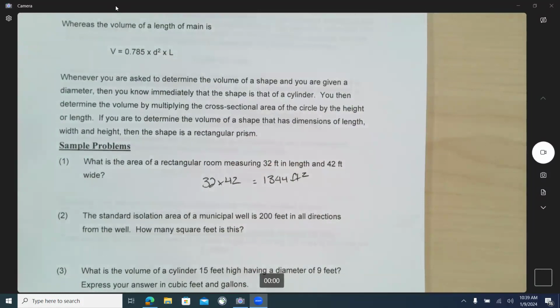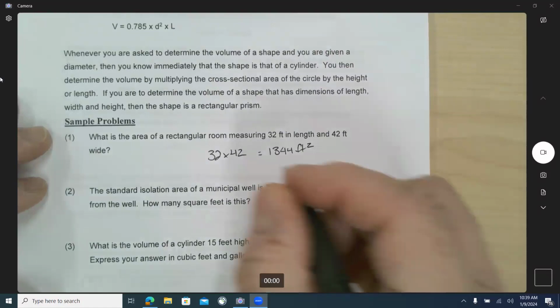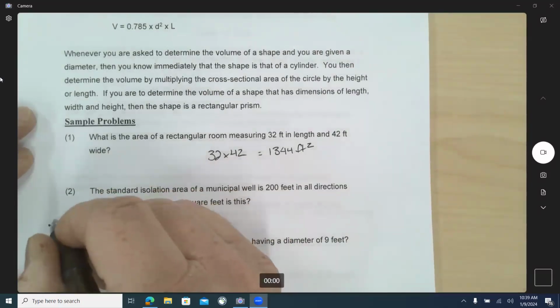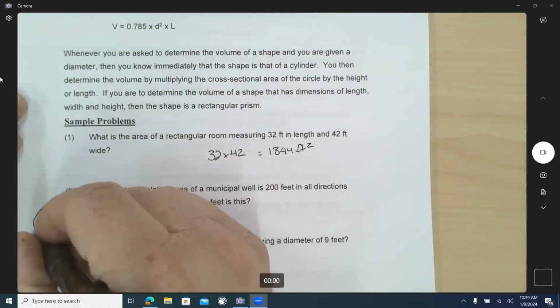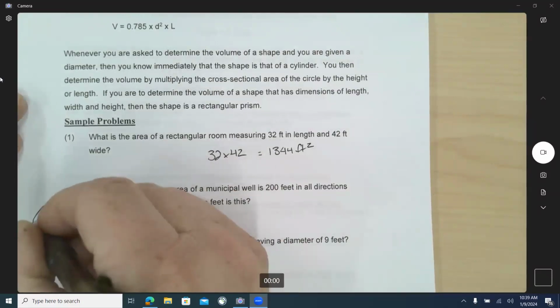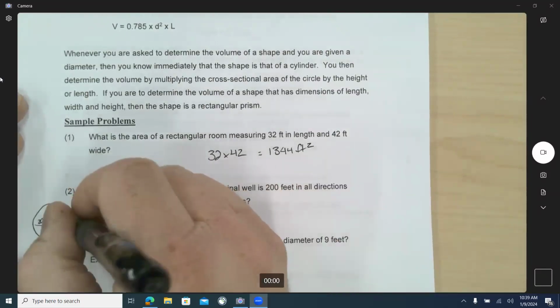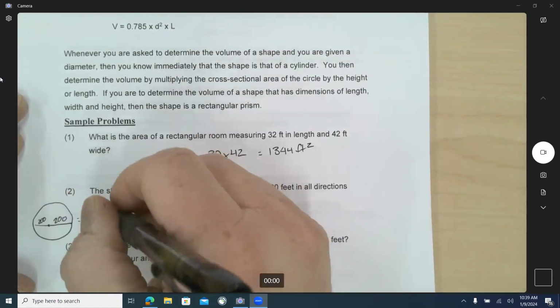All right, the standard isolation area of a municipal well is 200 feet in all directions from the well. How many square feet is this? So the thing to keep in mind is 200 feet. So it's 200 this way. It's also going to be 200 feet this way, which means the diameter is what? 400. I know, this is a trick question.